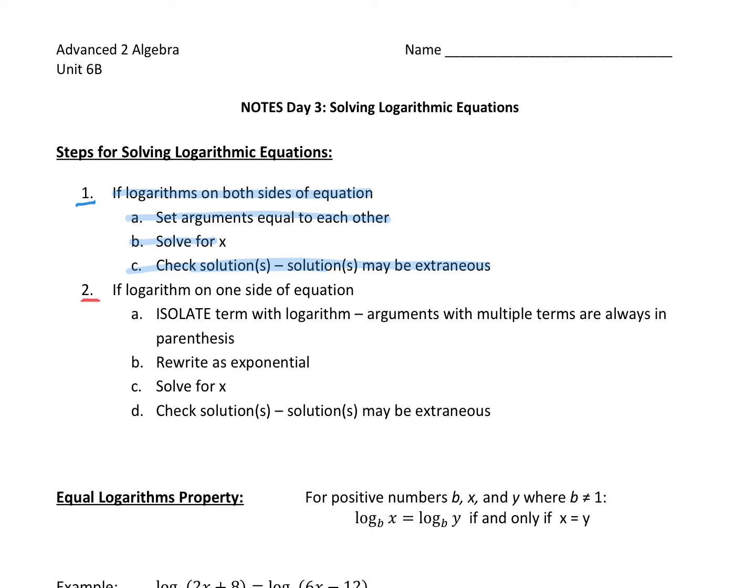The second situation is when we have a logarithm just on one side of the equation, and so we're going to isolate that logarithm term, rewrite it as an exponential, solve for x, and then check those solutions. So we're going to go over these two types of solving today.